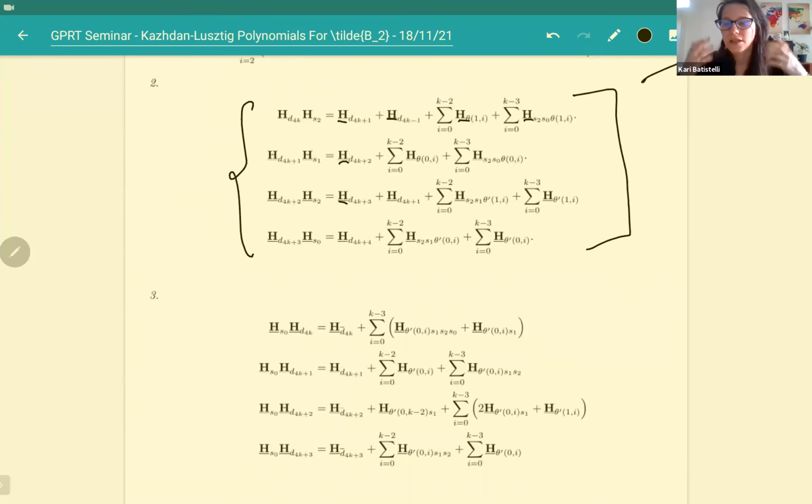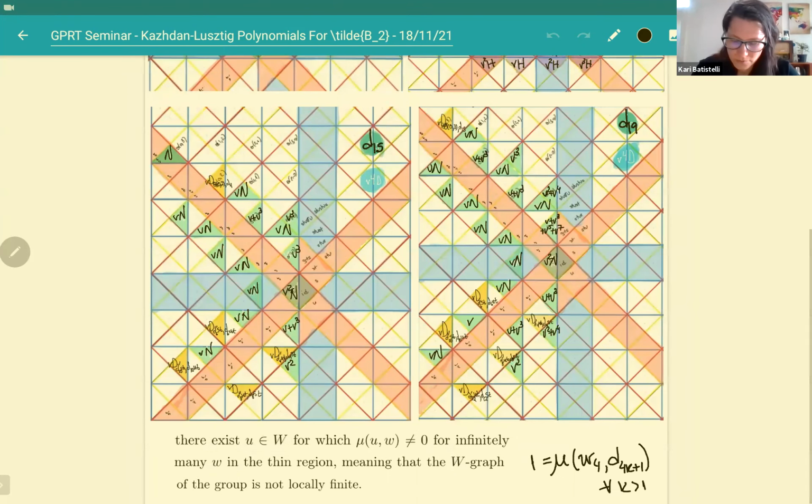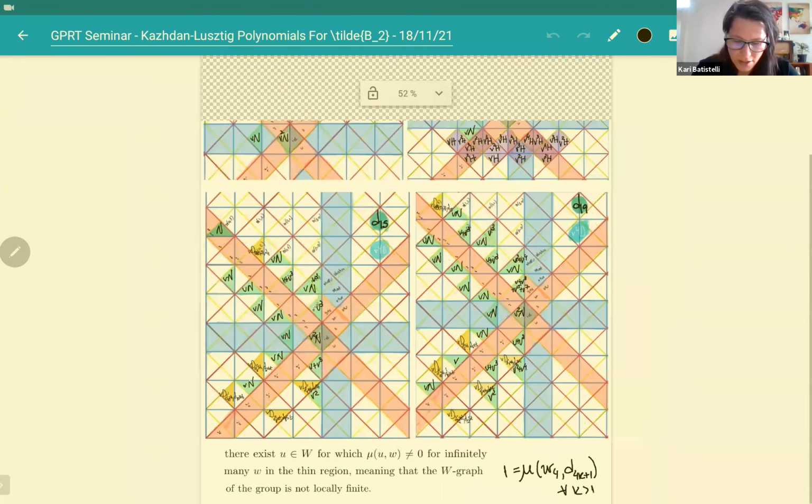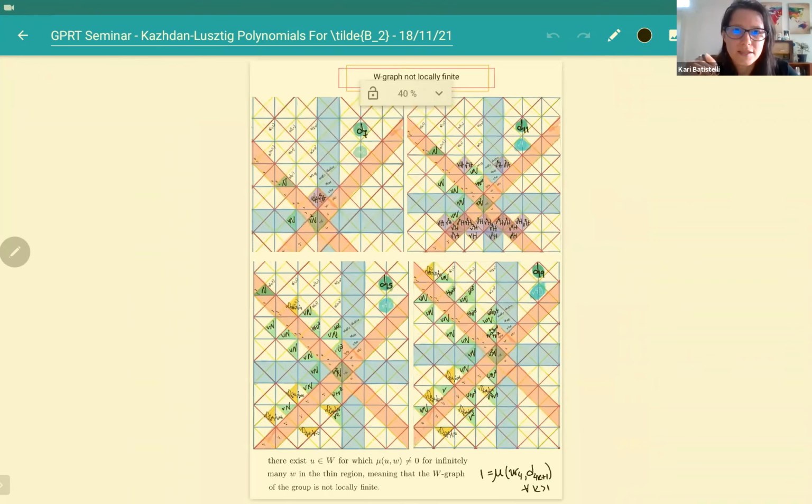We can sort of guess what is happening. And once we have found the northwest wall, we can find the north-southwest wall. And the other 2, thanks to the automorphism, are clear by definition. So what is happening is that I want to show you here how we can see that the W graph is now not locally finite.